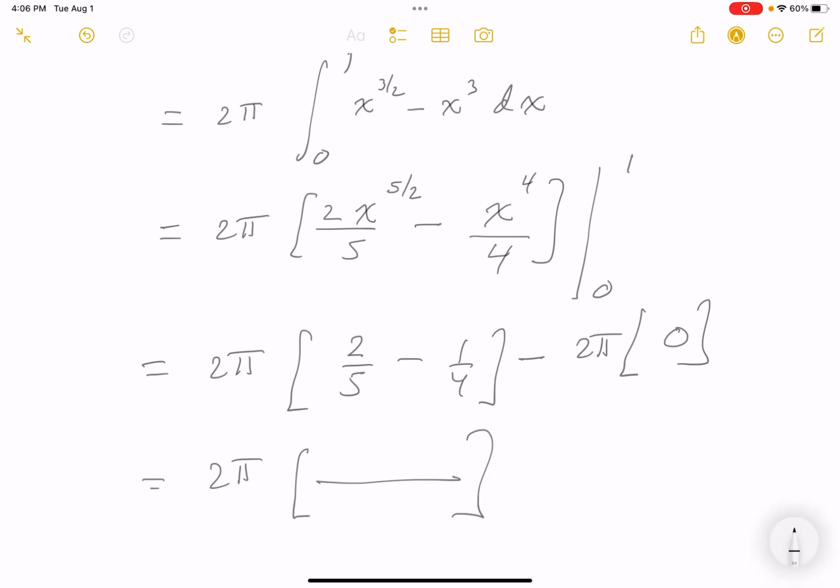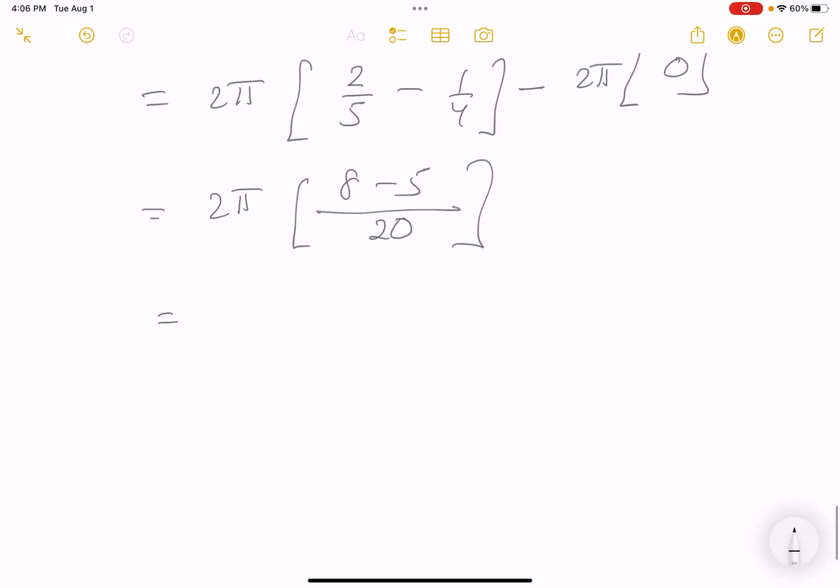Between 5 and 4, the common denominator is actually 20. What do you get there? 8 minus 5. So what do you get? 2 pi times 3 over 20. I need to reduce that. That's going to be 3 pi over 10. 2 goes into 20 10 times.